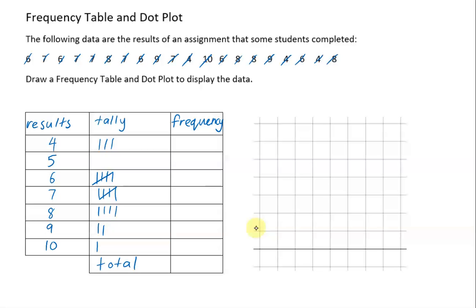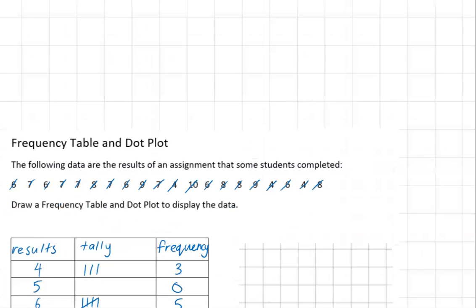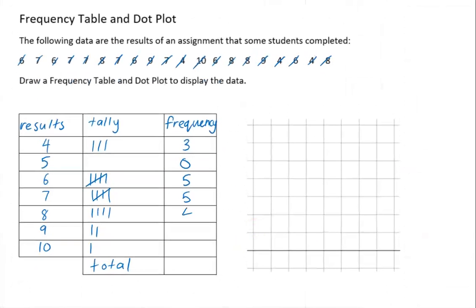And so let's go ahead and count up those tallies and pop those values in the frequency column. So we had 3 4s, no 5s, 5 6s, 5 7s, 4 8s, 2 9s, 1 10. We can add them all together to get the total. And that gives us 20. Now, it's a good idea to check that you did have 20 data values, and that way you'll know by counting them up that you didn't miss any. So here we have a completed frequency table. And now we can use that to draw a dot plot.